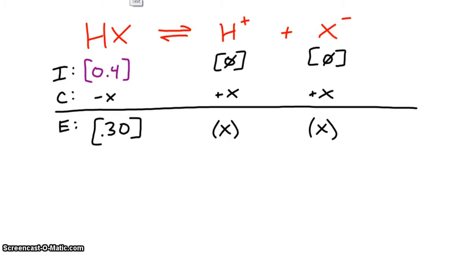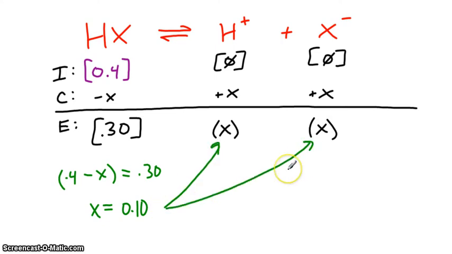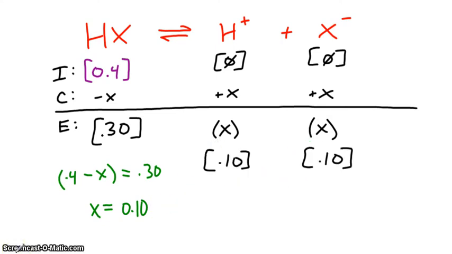Now, going back to our ICE box, I've substituted in the initial concentration of HX that we just determined to be 0.4. Now we can solve for x. The initial concentration and change in concentration combined give us the equilibrium concentration, so 0.4 minus x equals 0.3, meaning x is equal to 0.10. Substituting x into these two concentrations, we now know the concentrations of each of the 3 chemical species in equilibrium here.